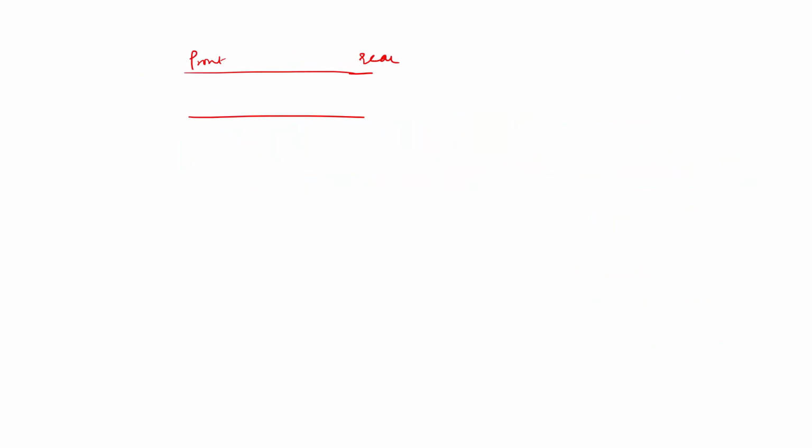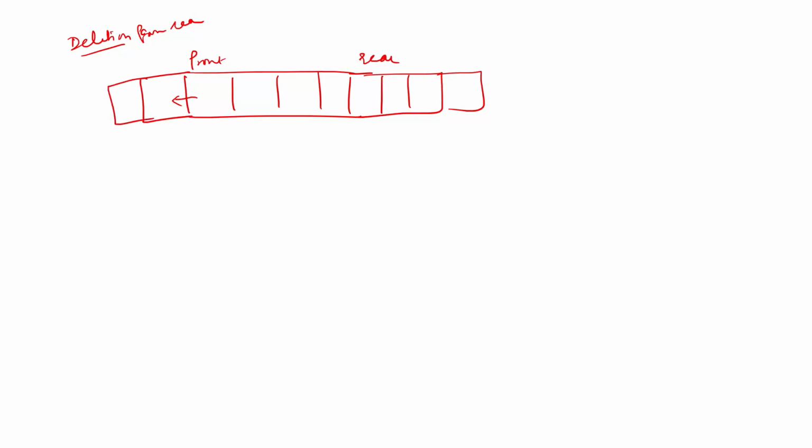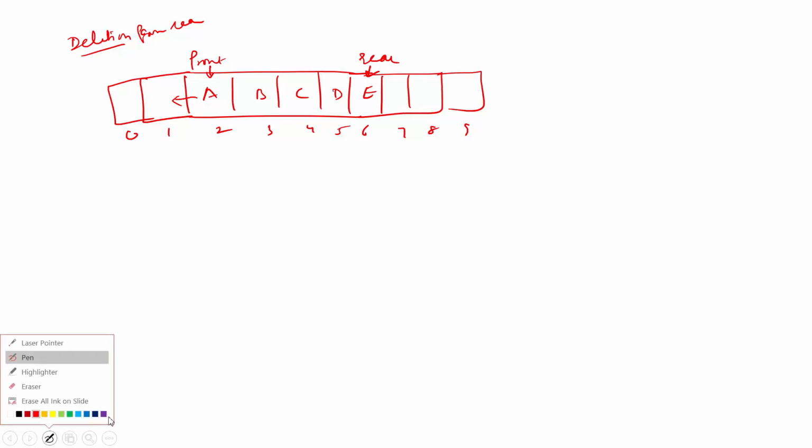Deletion you have so far done from the front part. Now, how to go for deletions from the rear part? The same concept is there. Say these are some set of values in the array representation, indices 0 1 2 3 4 5 6 7 8 9, and at some moment rear is pointing to the 6th index and front is pointing to index 2.